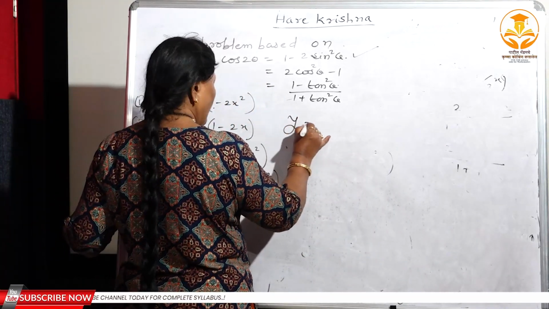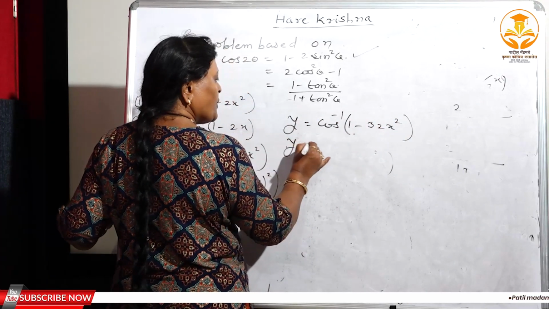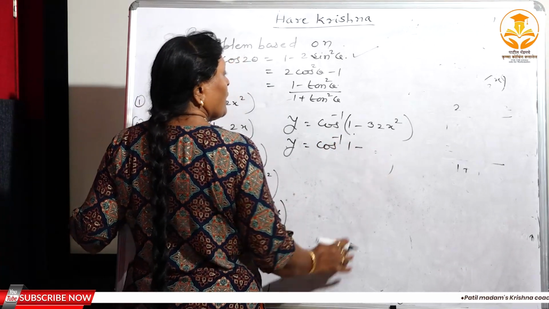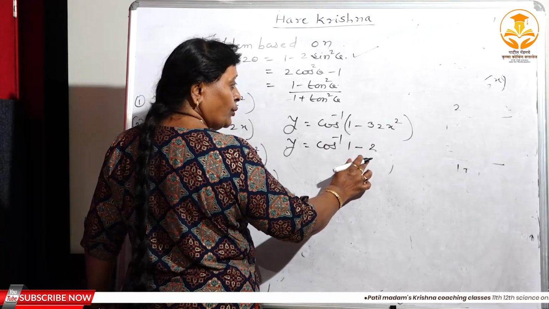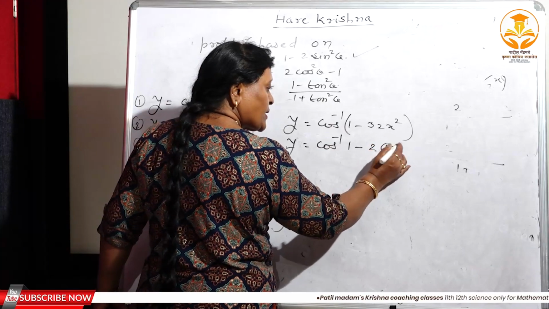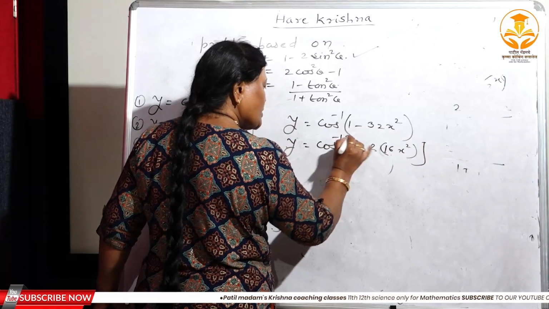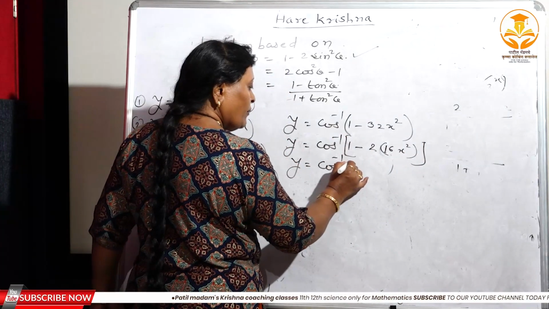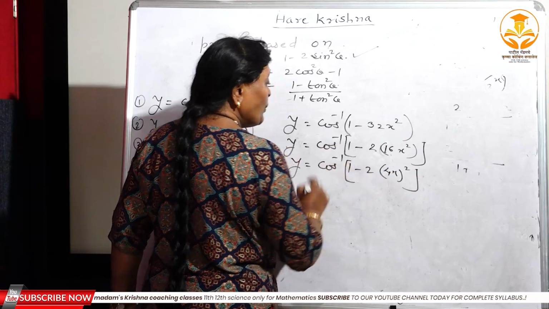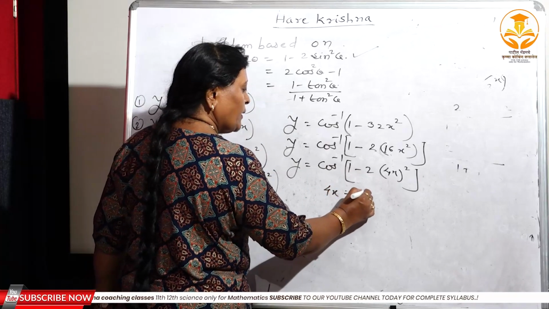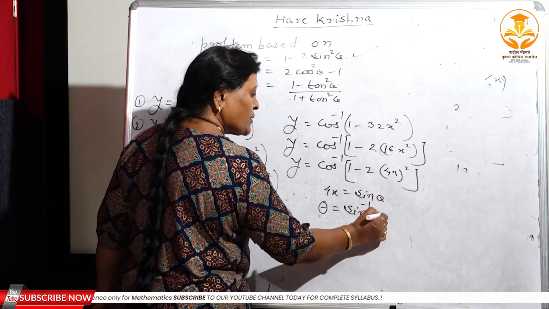See, third one, that is y is equal to cos inverse 1 minus 32x square. Here again, if you observe this, cos inverse 1 minus, what do you want? Here 2, right? Again, if you take 2 from 32, what remains? 16x square, right? And the 16x square you can write as, see, 1 minus 2, and the 16x square you can write as 4x whole square. Now you can substitute 4x is equal to what? Sin theta, right? Therefore theta is equal to sin inverse of 4x, right?